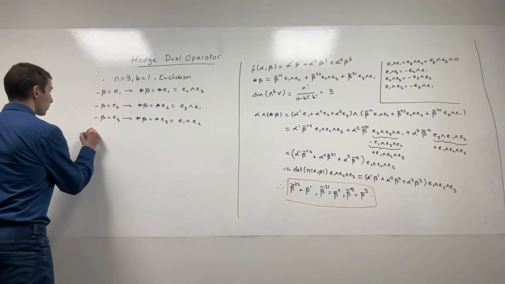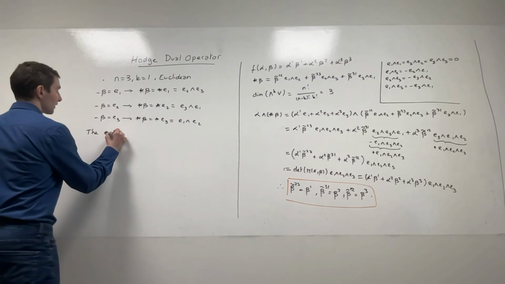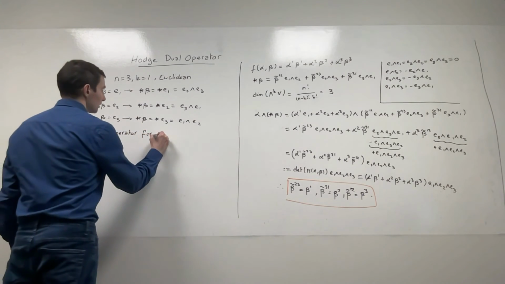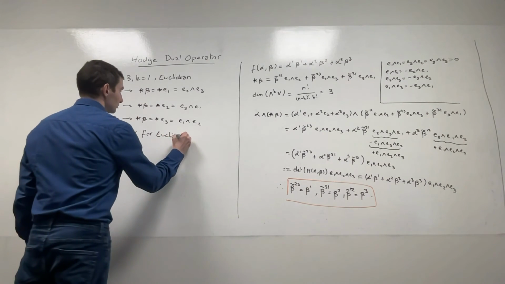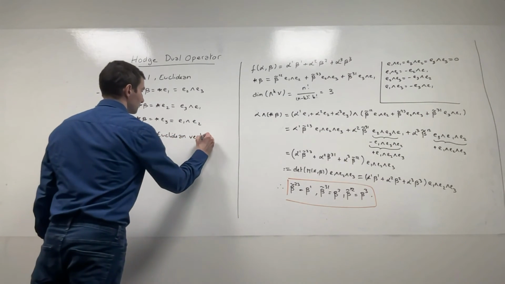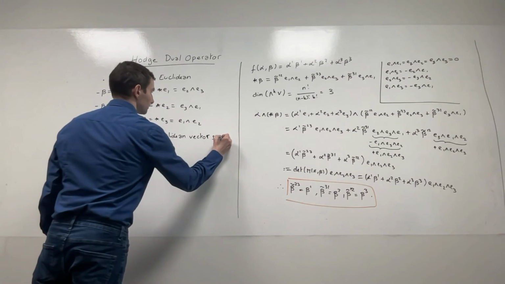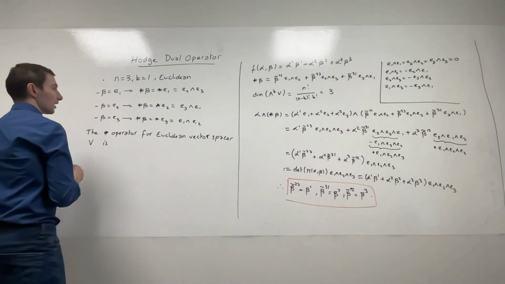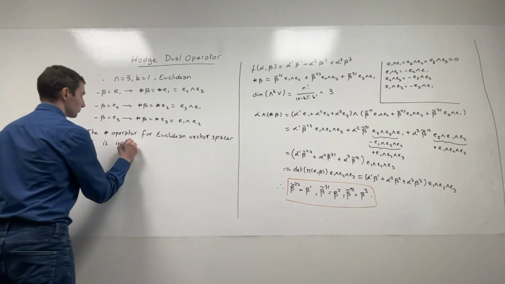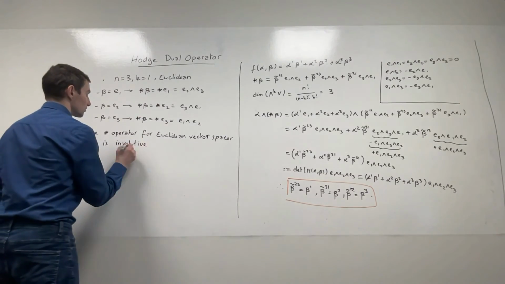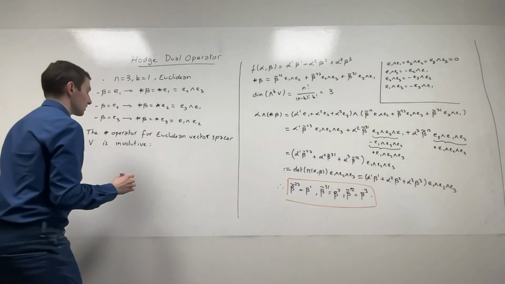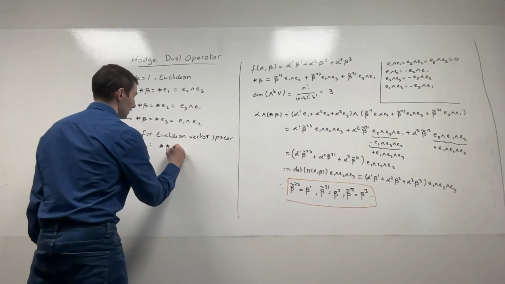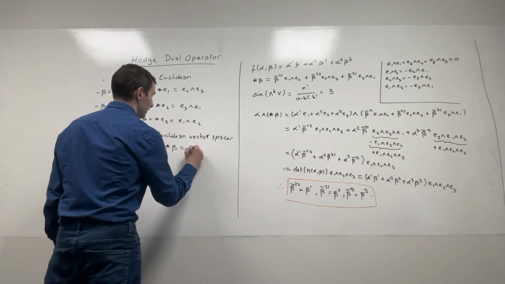is that the star operator, and I'm going to say for Euclidean vector spaces V, is involutive. So what that means, in case this is not clear, is that if you apply twice the star operator onto beta, you actually get beta itself.